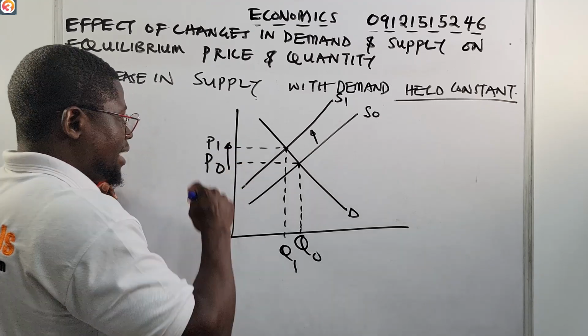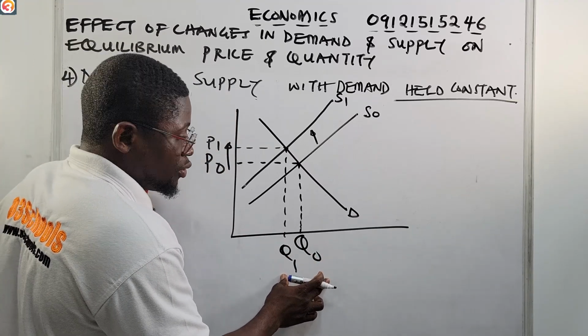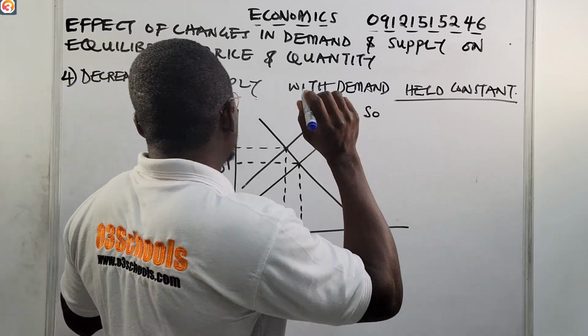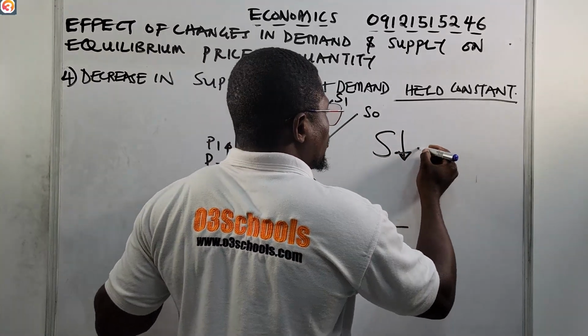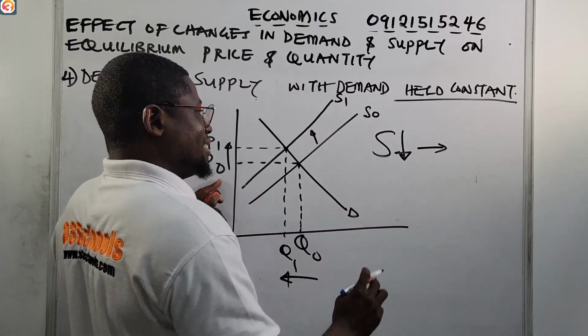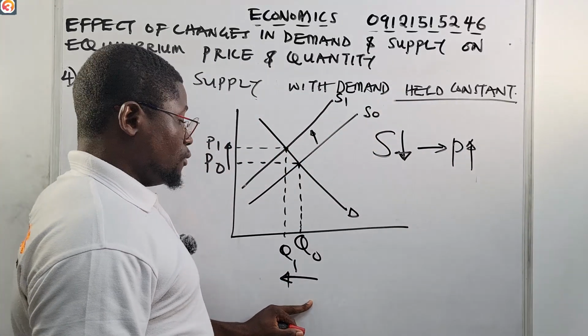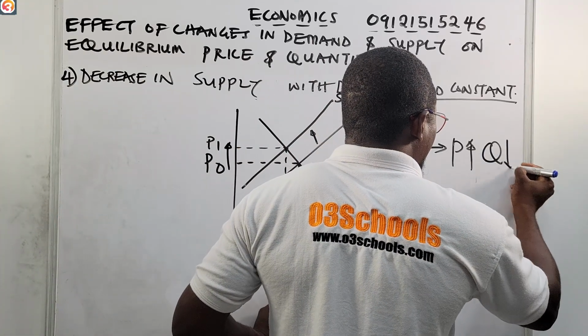There's an increase in prices, it went up. Okay, what about quantity? What about the quantity axis? Equilibrium quantity reduces. So it means that once we decrease supply, what happens to equilibrium price? Equilibrium price increases, and then what happens to equilibrium quantity? Equilibrium quantity reduces.